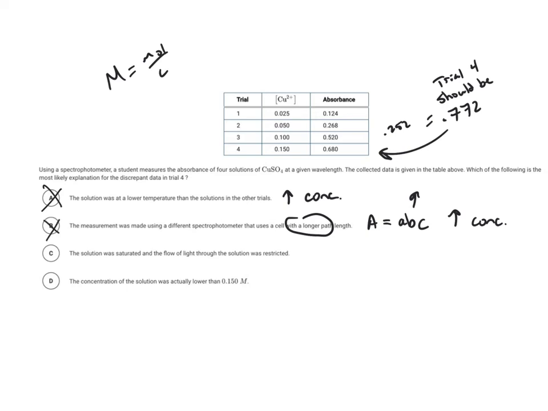Now let's take a look at part C. It says the solution was saturated and the flow of light through the solution was restricted. Now that right there is a definition of increased absorbance, but again, we witnessed a decrease in the absorbance, and so this also can't be correct.